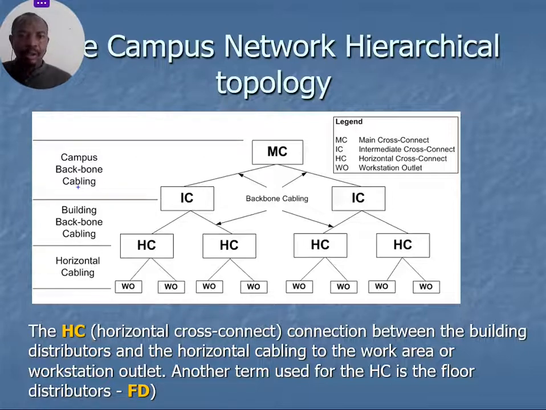So every floor, every level should have its own HC, horizontal cross-connect cabling, a floor distributor, where the network distributes to that floor, and then from there you connect to another HC, another floor. Is that okay? Okay, now let's move on quickly.